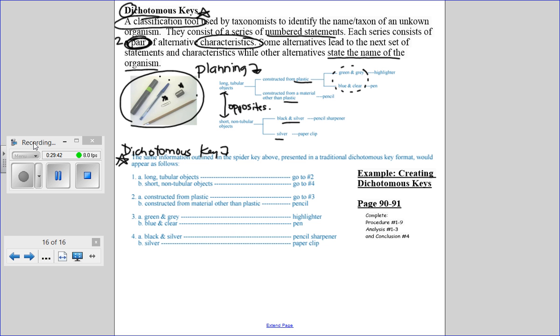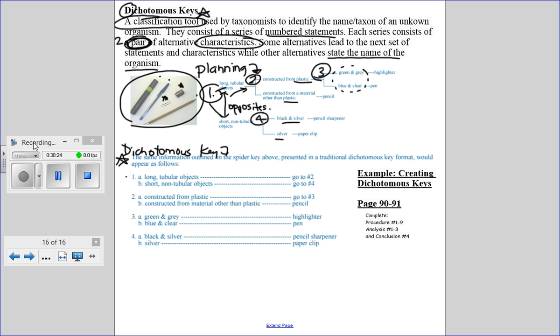Now, if I was to take my planning above and turn it into a dichotomous key, this is how it would look. My first question would be, what type of object is it? So every time you have a division, you need to have a question. So there's question 1. Question 2 is, what is it constructed from? Question 3 is here, and question 4 is down there. So when you're planning, every time you have a division, that's where you need to have a question. And you always need to tell me, where do I go next? If I said, yes, something is long and tubular, I obviously need to go to number 2. So this planning is often very helpful.